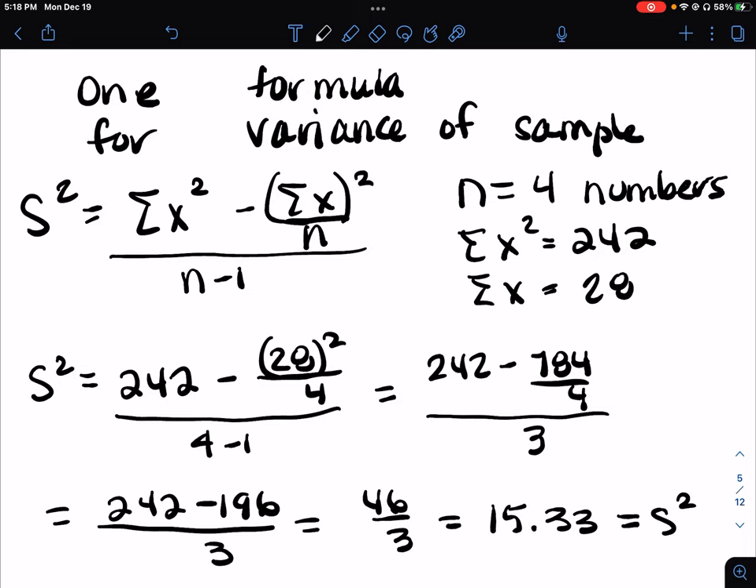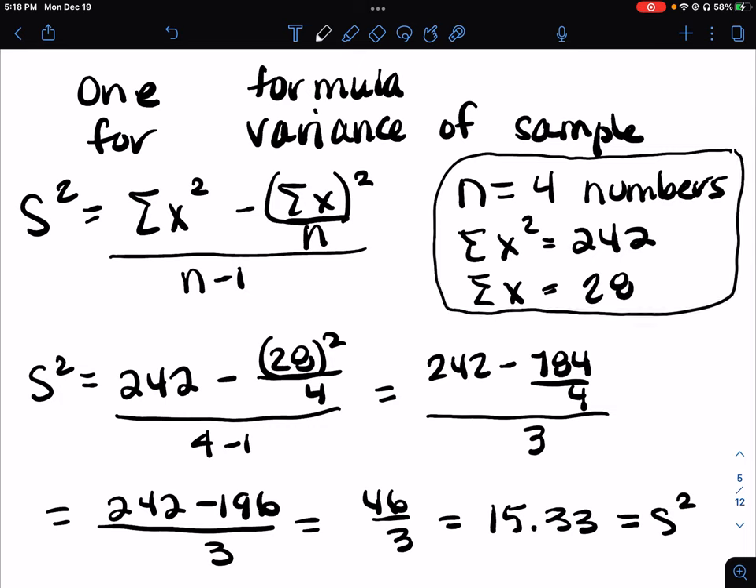Okay, one formula for the variance of a sample is that formula right there, and s squared is the variance of a sample. Okay, so we're going to take the numbers that we used before. N is the 4 numbers. We found the sum of x squareds to be 242, and the sum of x was 28.